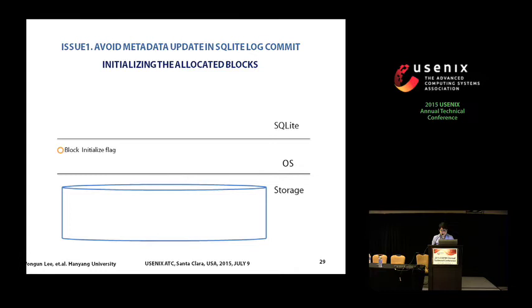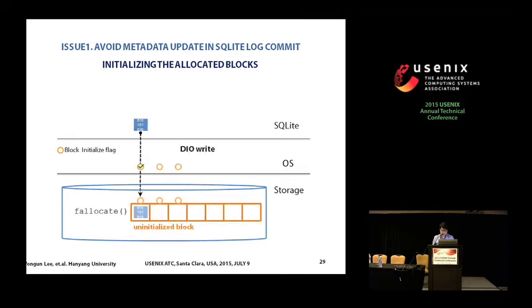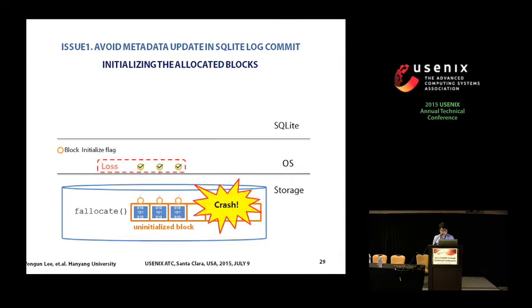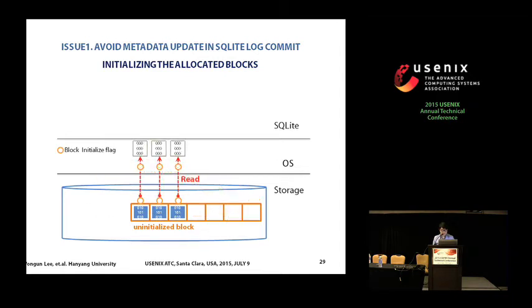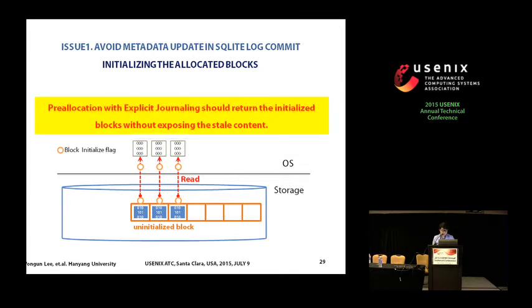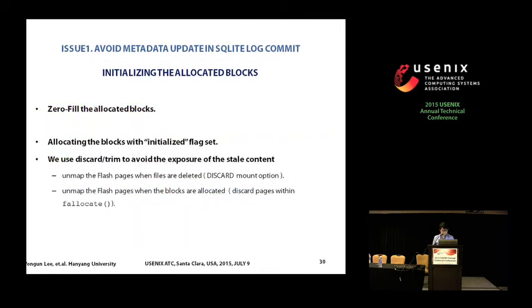Using fallocate causes another problem. When we call fallocate, it returns uninitialized blocks to protect stale contents that remain on sectors of the flash storage. When SQLite writes a block for the first time, the initialized flag is set. But when the system crashes before calling fsync, the OS loses the initialized flag state, and any attempts to read allocated blocks will return all zeros. So preallocation should return initialized blocks without exposing stale contents.